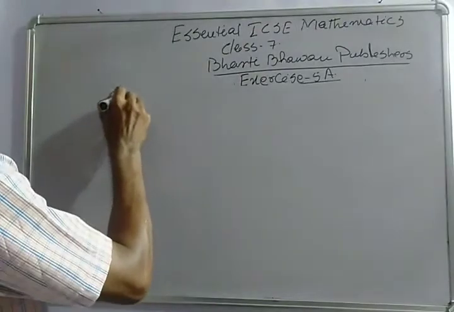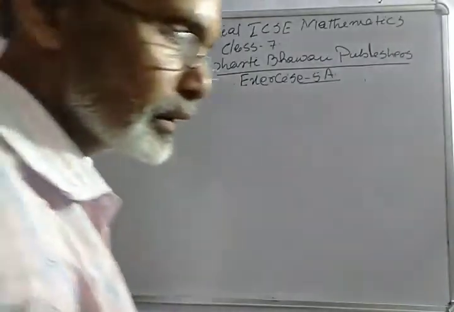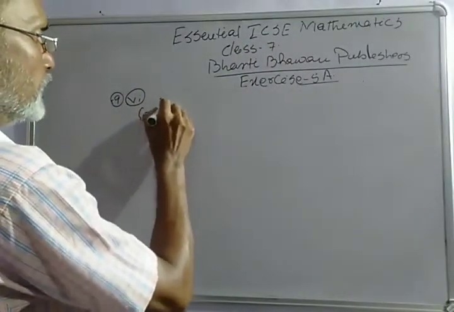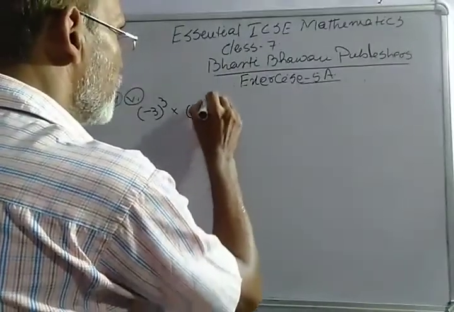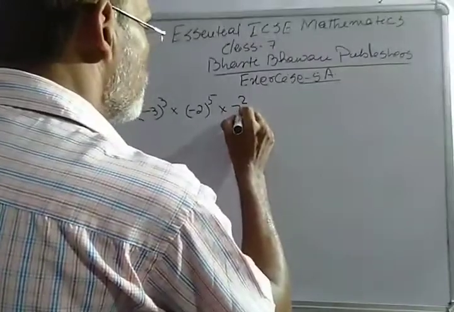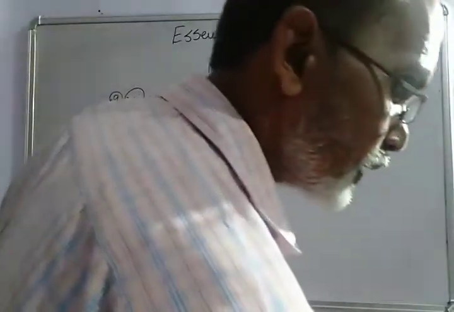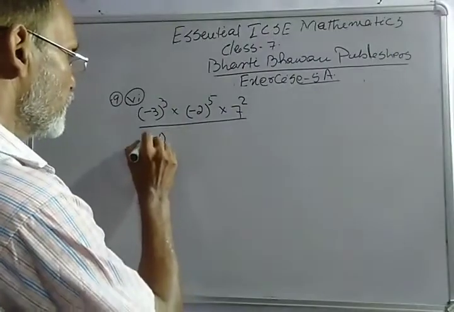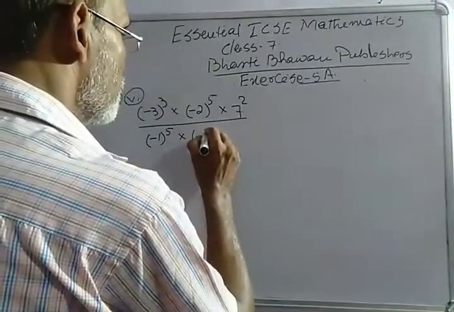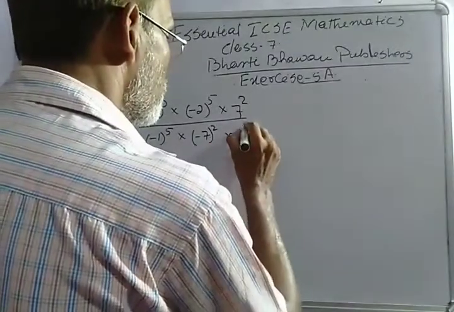The next one is number 9, bit 6. This is equal to (-3)^3 × (-2)^5 × 7^2 by (-1)^5 × (-7)^2 × 2^5.